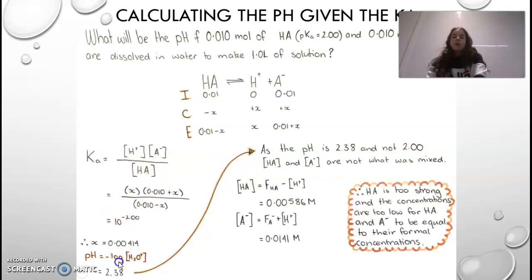The pH is the negative log of the hydronium ion concentration, and the 2.38 doesn't quite match up to the pH of 2 that we expected, as the HA is too strong and the concentrations are too low for HA and A- to be equal to their former concentrations.